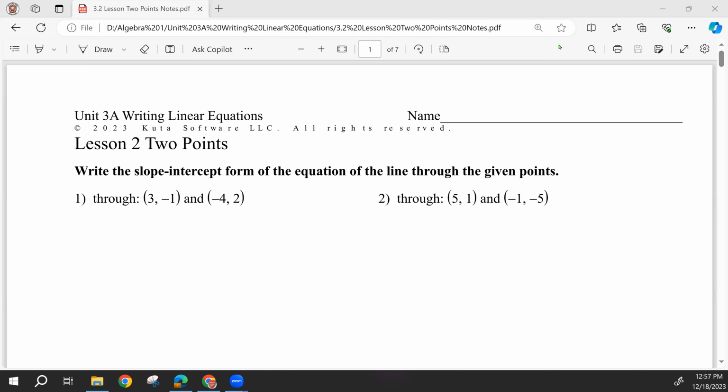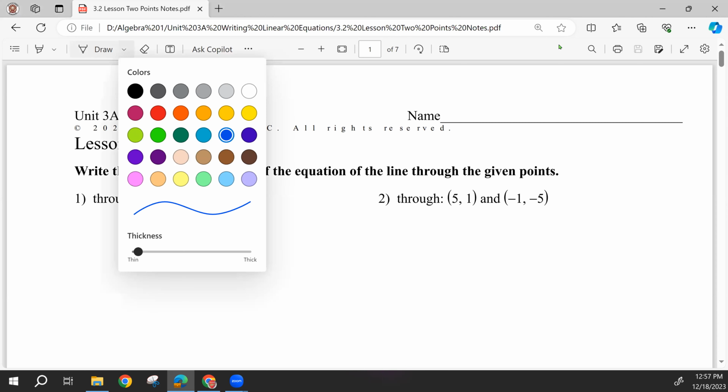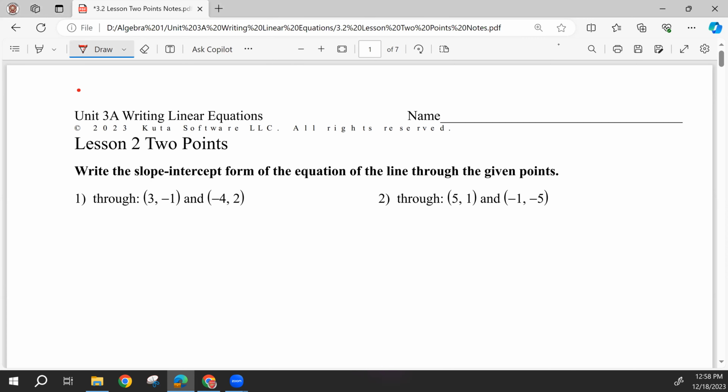Hey, all. Today we're going to continue talking about writing linear equations. In the last lesson, we wanted to write linear equations, and we were given the slope and one point that the line went through. And we're going to take that a step further here, and I'm just going to give you two points that I want my line to go through.